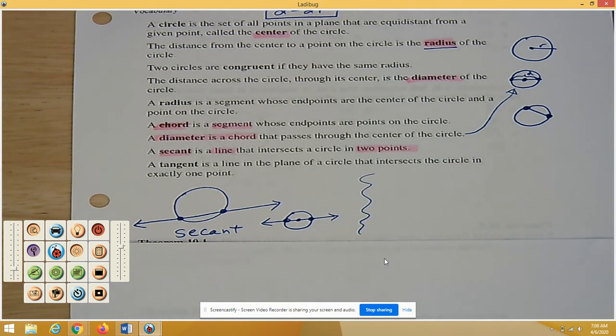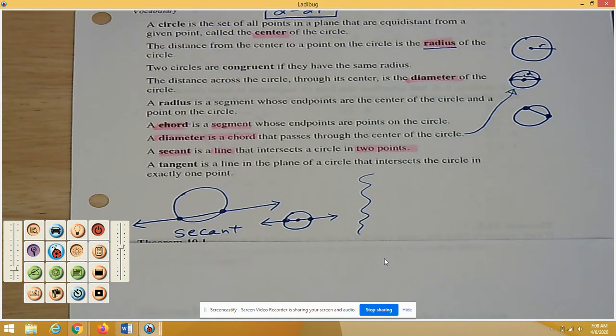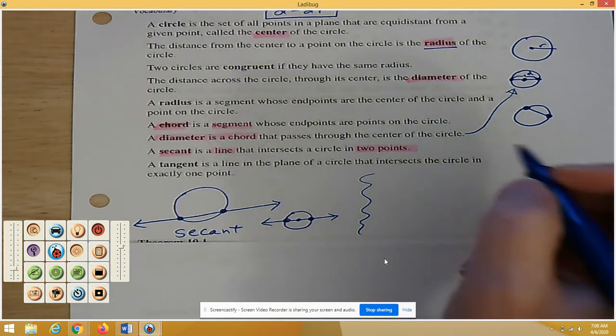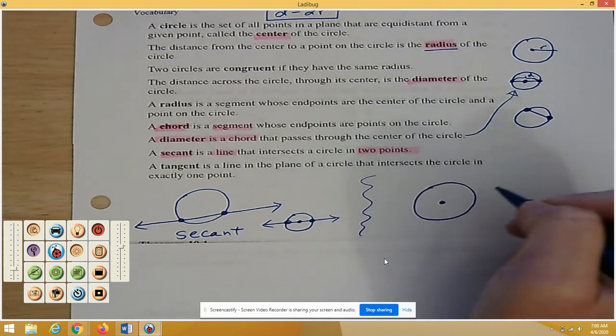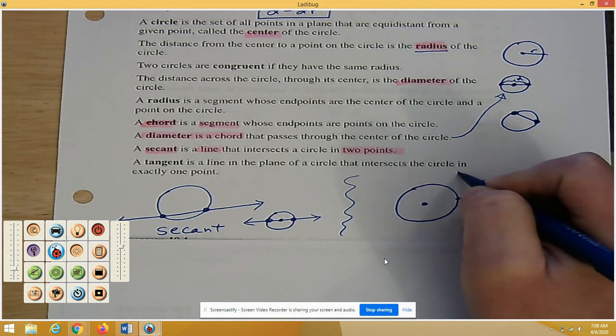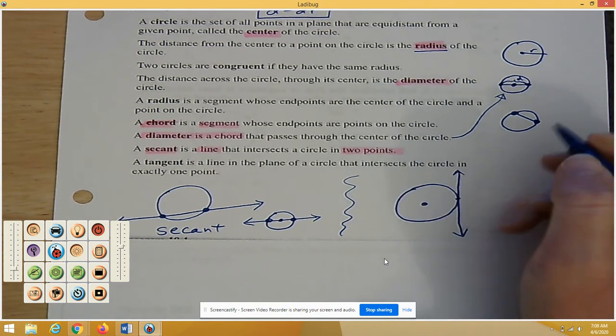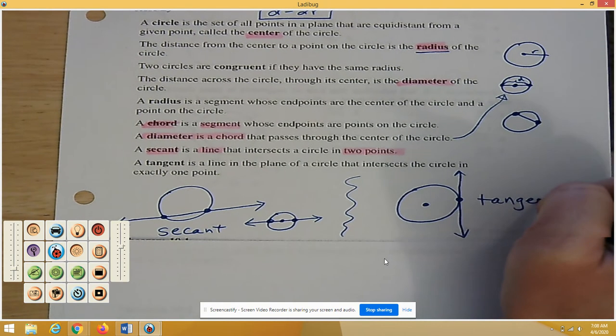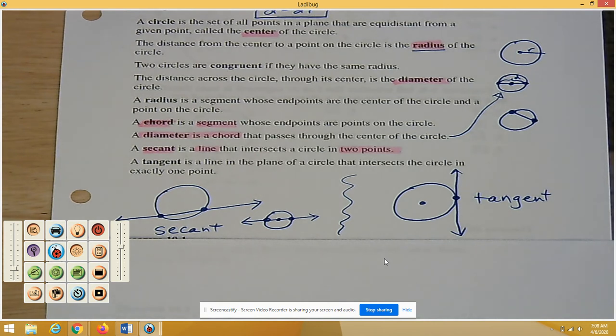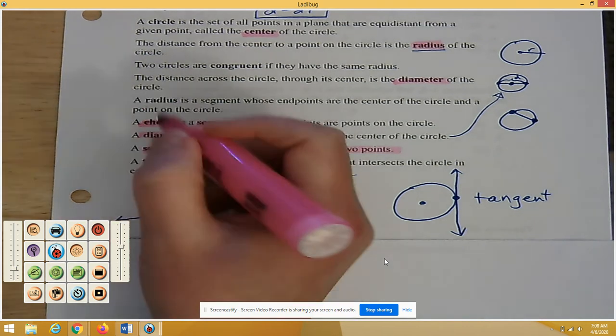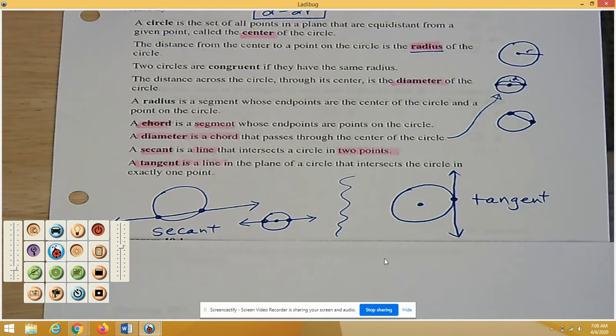What can happen, though, is a line can intersect the circle in exactly 1 point, and that's called a tangent. So a tangent intersects a circle in exactly 1 point. Here's your circle. The point would be on the circle, and then the tangent comes through like so. So this is an example of a tangent. I like to say that the tangent touches the circle. Tangent is a touch. Tangent is a line. Secant is a line. A tangent just touches it once. It intersects the circle in exactly 1 point, and a secant goes a second time. So secant, second time, so it goes through twice.